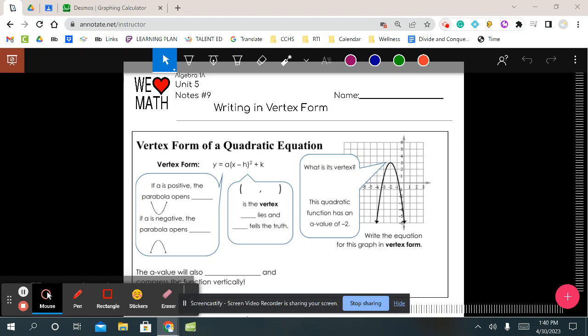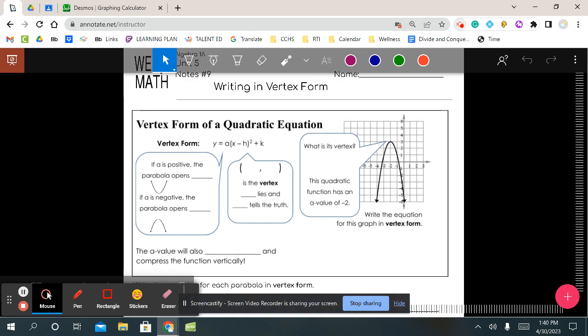Okay, this is going to cover notes number 9, writing in vertex form. So this second part of Unit 5 is where we are going to start writing a lot more. The first part was going over just graphing. Now we're going to do a lot more of the writing. So what we are going to do first is go over our vertex form. Remember, our vertex form is y equals a(x minus h) squared plus k.